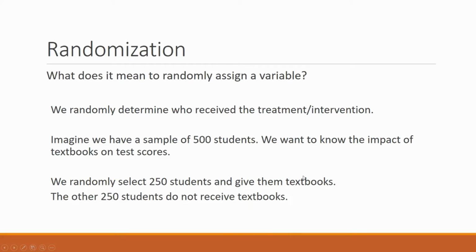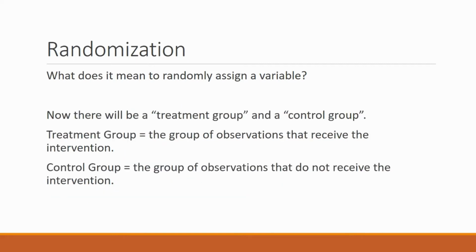Now whether or not a student owns a textbook is determined randomly. It's not determined by anything else. It's only determined by random chance whether or not a student owns a textbook in this illustration. So that's what it would look like to randomly assign a variable. The values of this variable, the ownership of a textbook, are determined randomly.